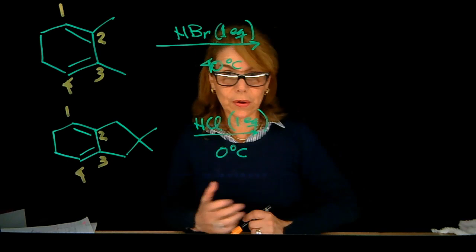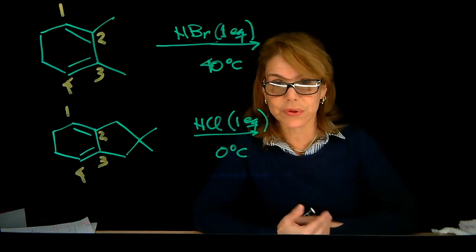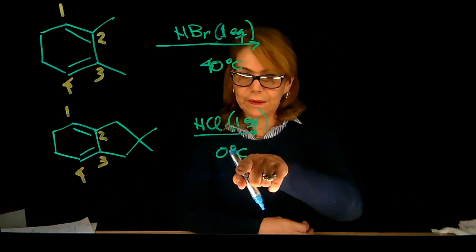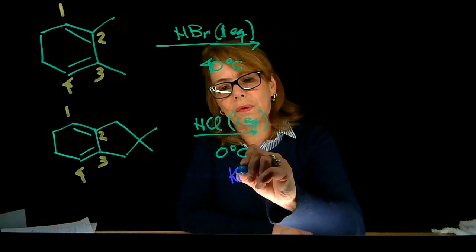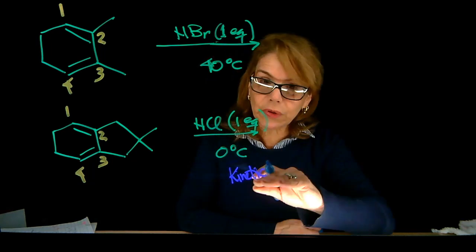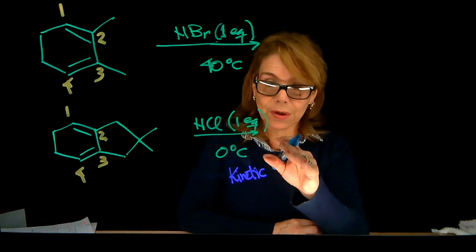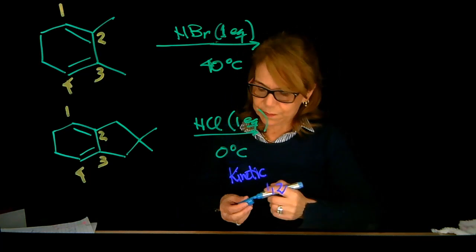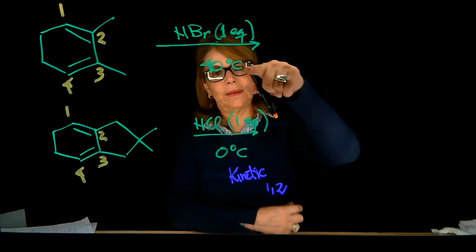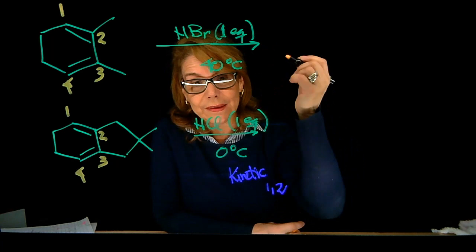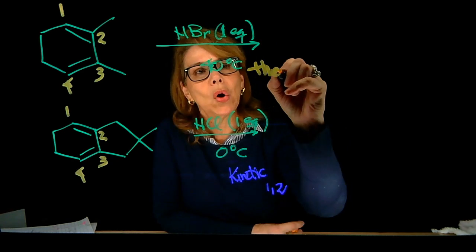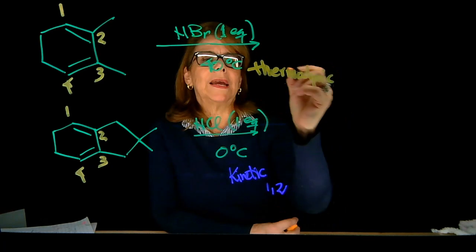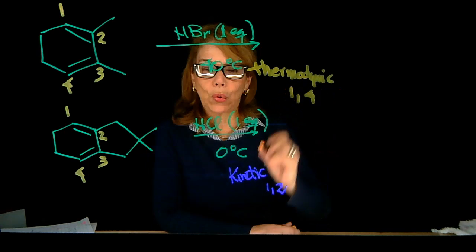What is observed experimentally is that at low temperatures, the 1,2 addition product predominates. So this is kinetic control. At low temperatures, the product that forms faster is favored, and this is the 1,2 addition product. At higher temperatures, we observe what we call thermodynamic control of product formation, and what is observed here is the 1,4 addition product.